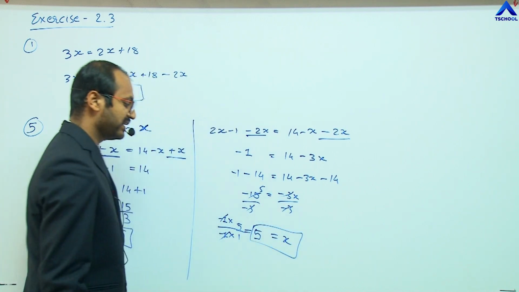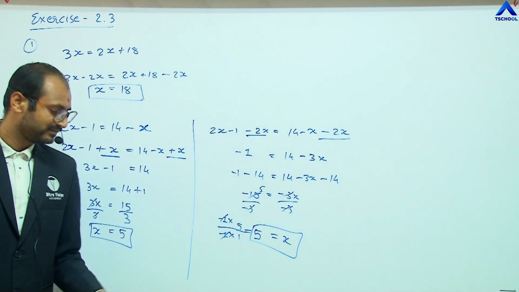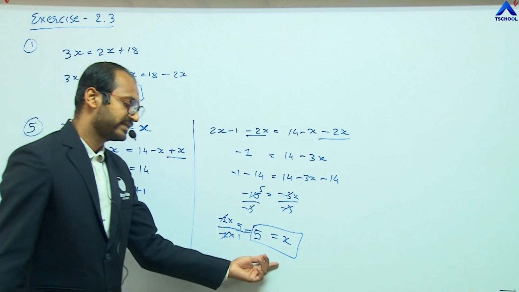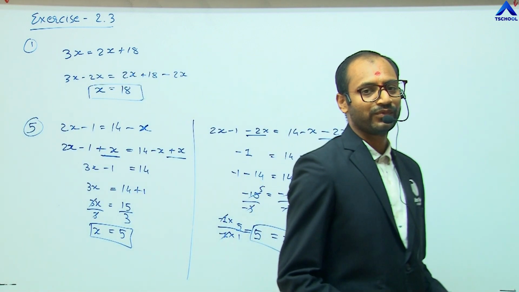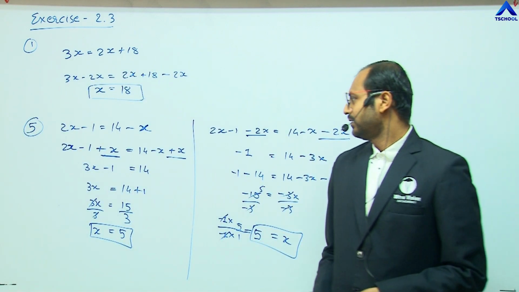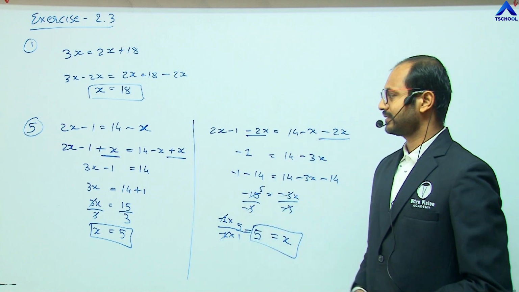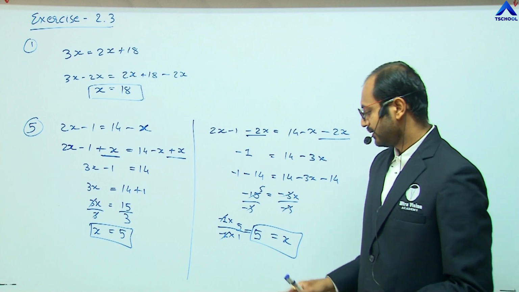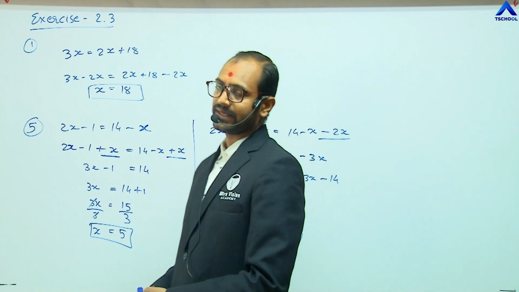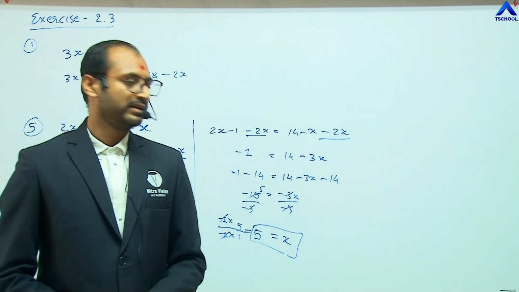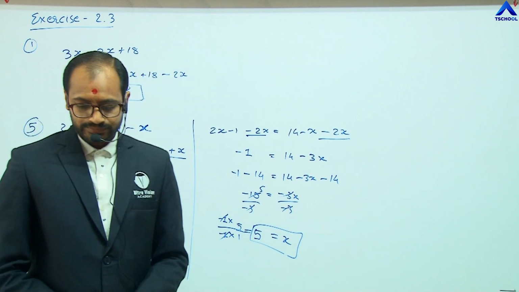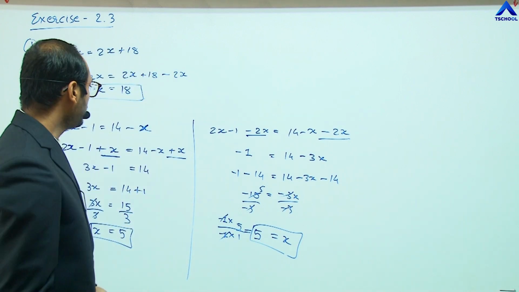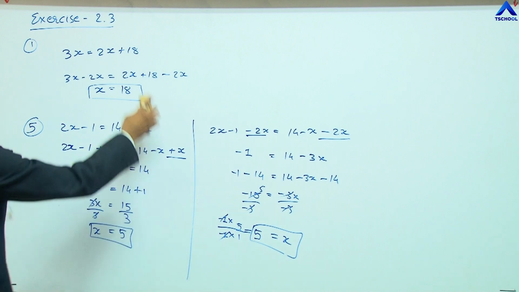So the answer is very similar. Both are the same. See, x equals 5. So you can do any process, either this or this, but the answer is the same. Clear? Now let me move on to the next problem.